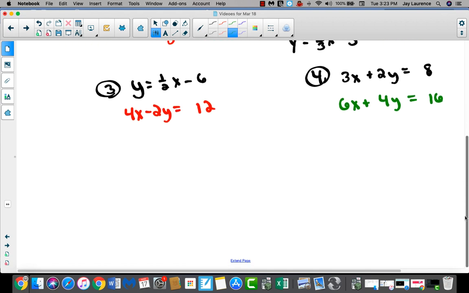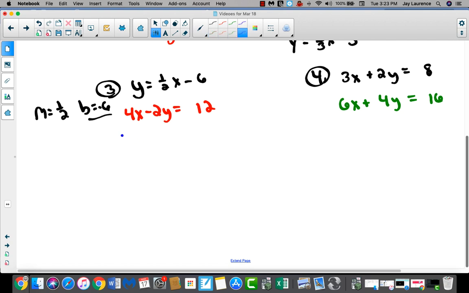All right, why don't you pause the video and give numbers 3 and 4 a shot and see what you come up with. Okay, if you haven't tried them yet, go ahead and try them. Here comes my solutions. So the black one is already done. I know that the slope equals 1/2. All right, the y-intercept, which I may not need, but it's -6.